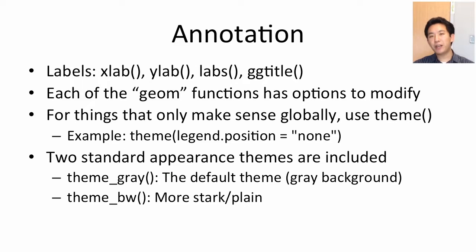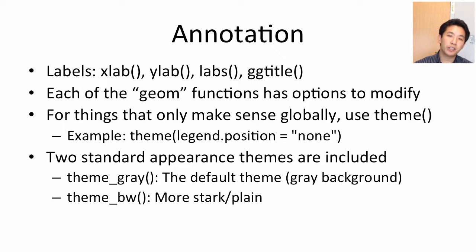Okay, so once you've made your plot, often you want to modify things like the axis labels and the titles and other kinds of plot metadata. And so there are a number of functions for doing that. For the labels, there's the xlab function, the ylab function, and the ggtitle function. Those are all used to specify the X label, the Y label, and the title. You can also use the labs function, which is a more general function that can be used to specify X, Y labels or titles. It doesn't really matter what you use.